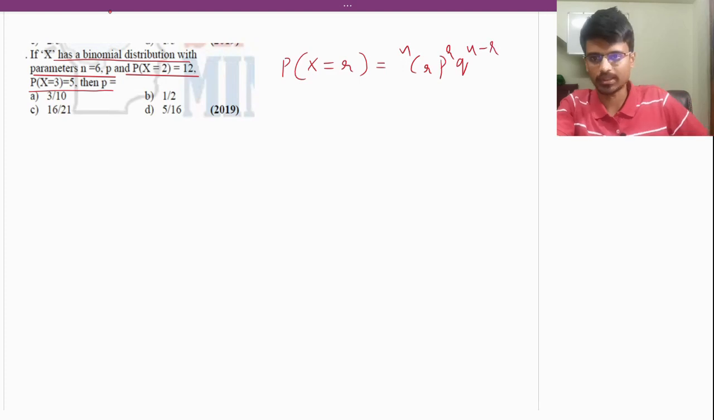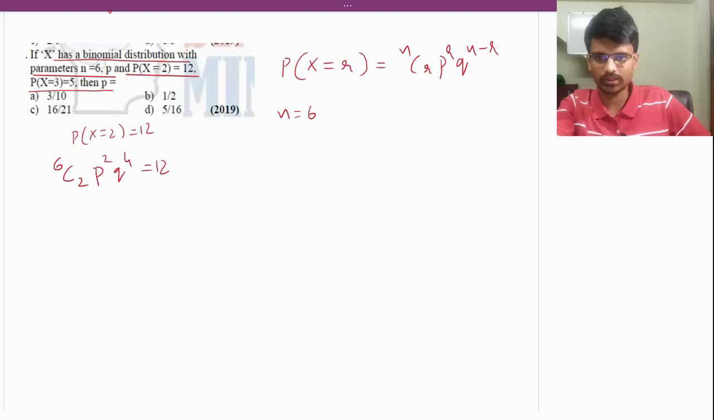So they have already given us what is n. So n is 6. Okay. So 6C2 for P of x equal to 2 equal to 12. 6C2 p power 2 q power 4 is equal to 12. For the probability when the random variable x equal to 3 is 5, what will be my Bernoulli's formula? 6C3 p power 3 q power 3 equal to 5. I need to solve these two.